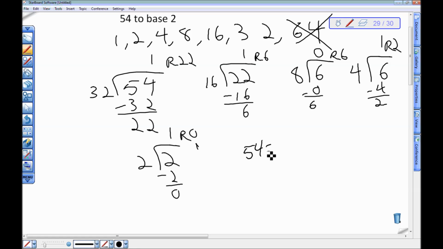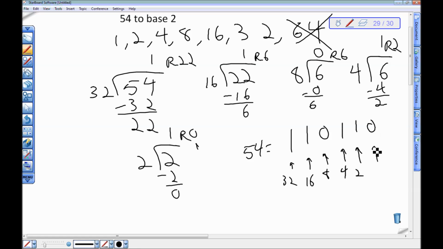54 is 1 in the 32's, 1 in the 16's, 0 in the 8's, 1 in the 4's, 1 in the 2's, and 0 in the 1's, base 2. So 110110 base 2 is the number 54.